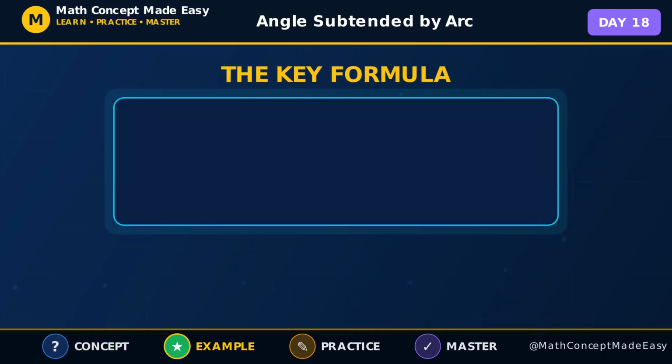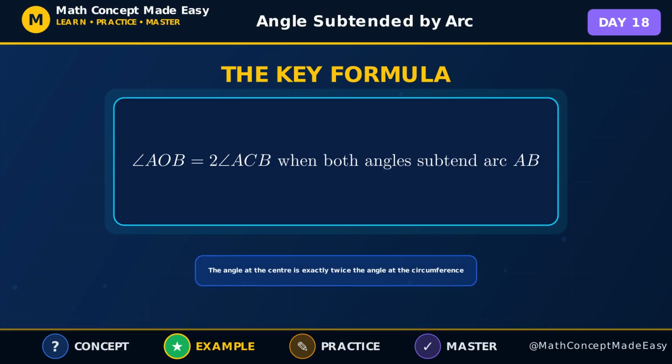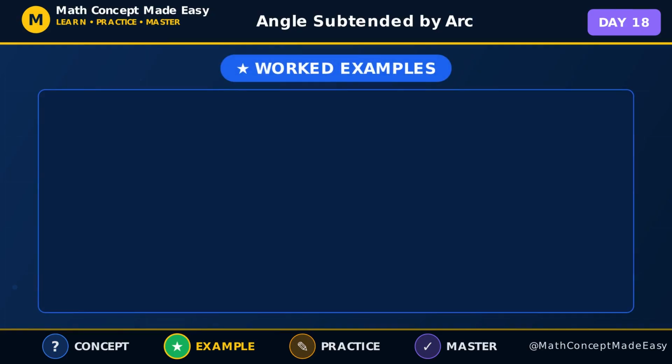Here is the key formula for angle subtended by arc. The formula is: the angle at the center is exactly twice the angle at the circumference. Watch how each part appears as I say it. Do not just memorize the symbols, make sure you understand what each one represents, because that is what the exam really tests. Let us put this to work with real examples, one step at a time.